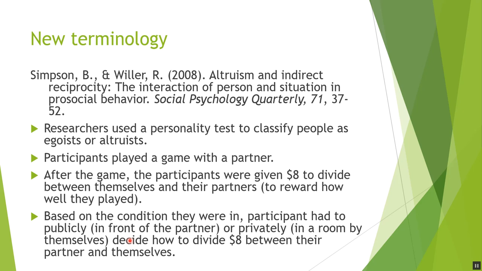Let's take a look at an experimental example, and you may want to get this from the library and take a look at it. Simpson and Willer, altruism and indirect reciprocity, the interaction of person and situation in pro-social behavior. A very interesting social psychological study. What researchers did is they used a personality test to identify people as either egoists, that is people who are more concerned about maximizing their own outcomes, or altruists, people who are more concerned about helping other people.